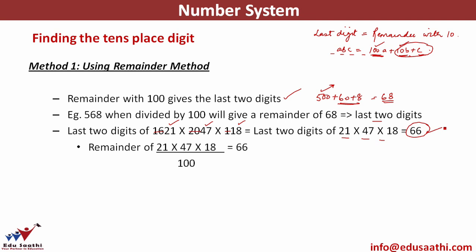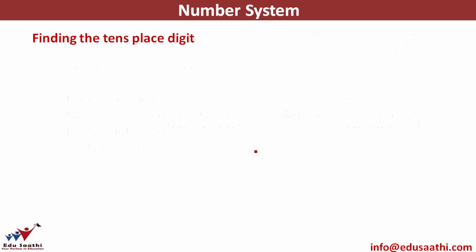Now if I have to find out the last 2 digits, I can multiply them and divide by 100. Now if you remember, the remainder with 100 gives you the last two digits. So when you multiply them and divide by 100, you will get 66 as your remainder, which is also equal to the last two digits. Let's look at method 2.